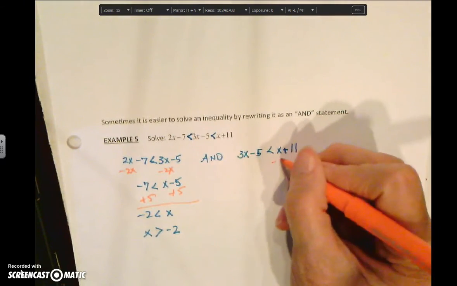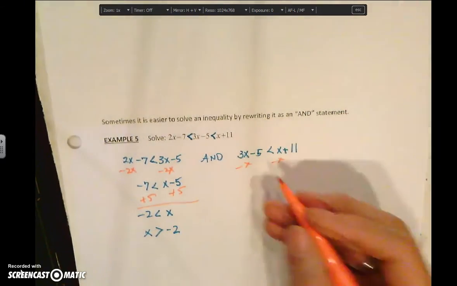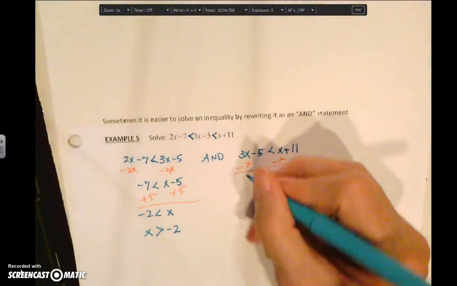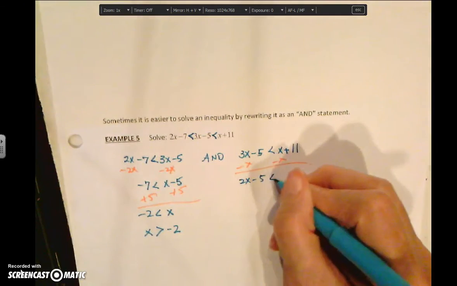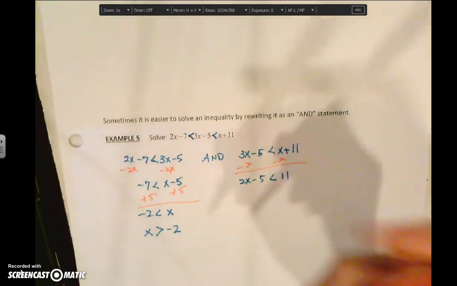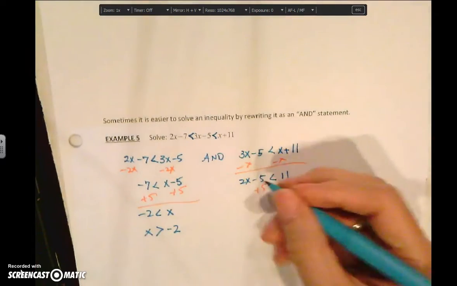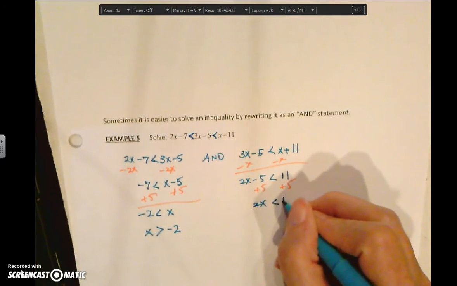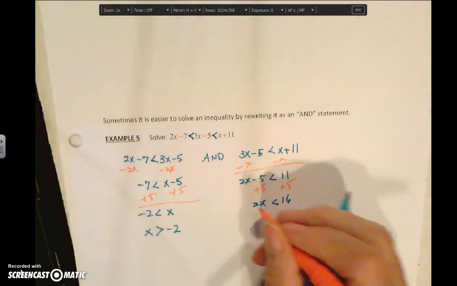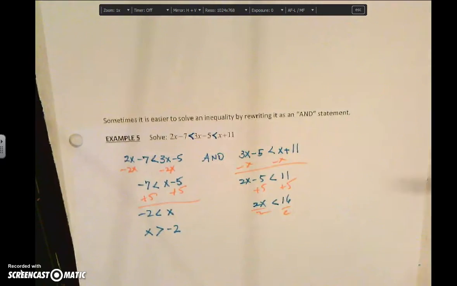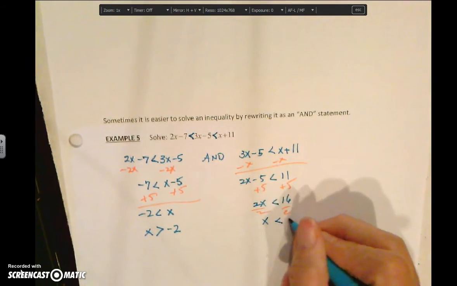Now let's do the same thing over here. Subtract x. And that'll give us 2x minus 5 is less than 11. Then add 5. And get that 2x is less than 16. Divide by 2. And we get that x is less than 8.